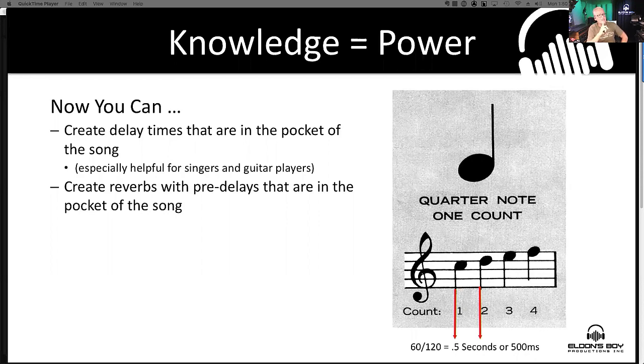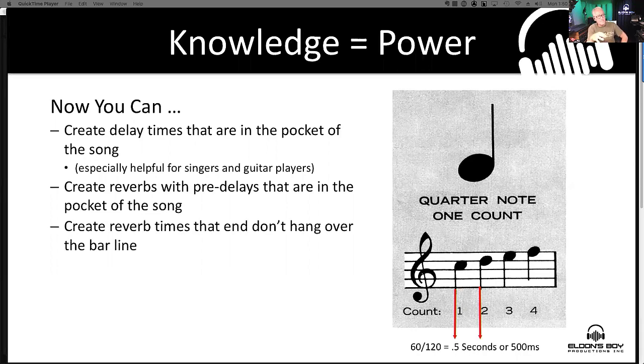So reverbs, same sort of thing, where we can have reverb times that don't hang over the bar line, that don't hang longer than a measure. Maybe we even want them to hang shorter than a measure. I even do this on my short reverb times where I will mathematically try to get it to structure a little bit. And you take care of, as we've talked about many, many times, mixing is the culmination of a million small details. These are just more details to take care of that add more clarity and reason to your mixes. Is that making sense to you guys?